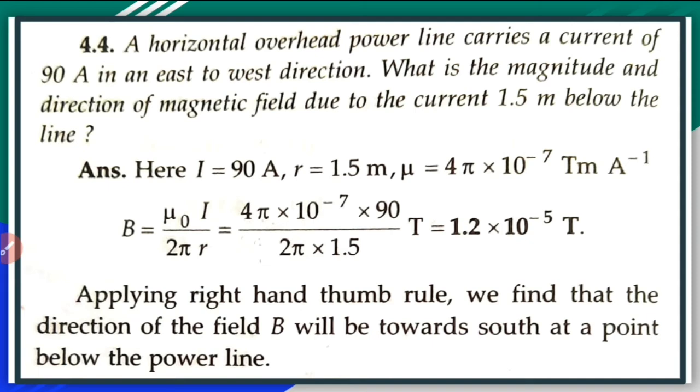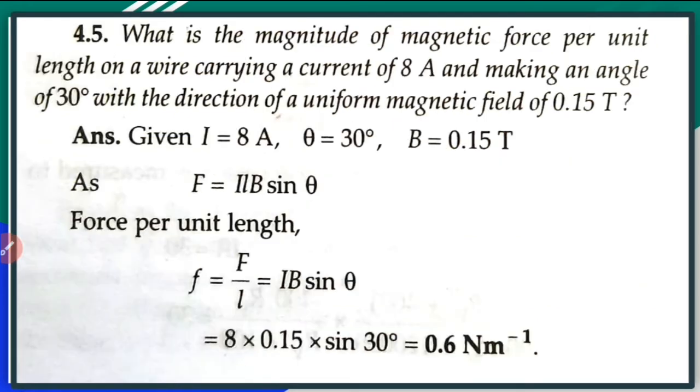So you have to keep the right hand thumb in east to west direction, and curl your fingers. Then what is the direction in which the fingers are going below the wire or below the thumb? That direction is from north to south. So that's how you can find the direction.